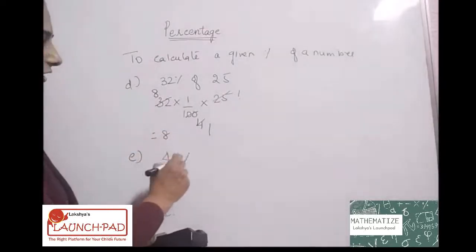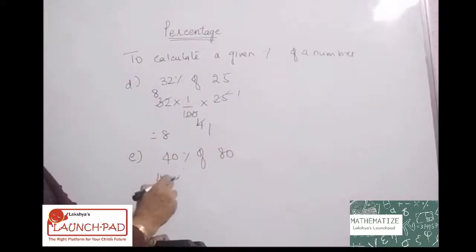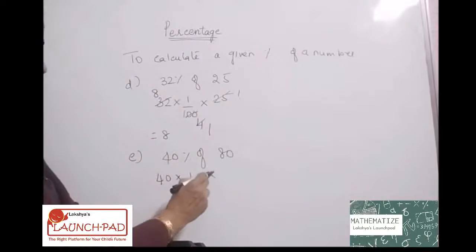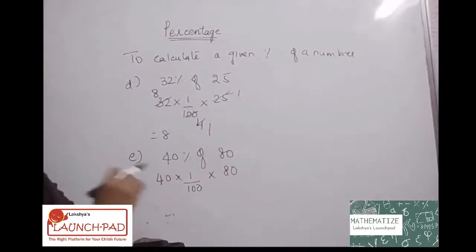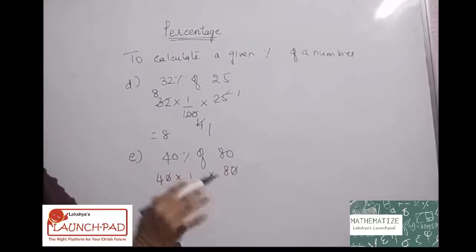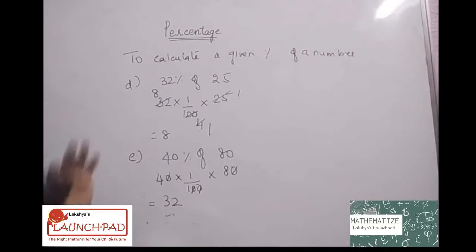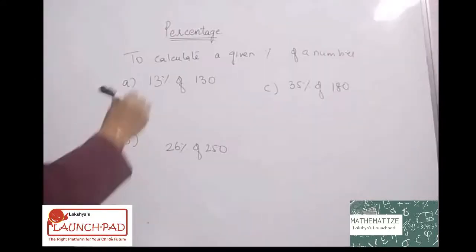Tell me what is 40% of 80? 40 into 1 by 100 into 80. Now, two zeros are there. One zero here, one zero here. Simple. You don't need to cancel anything else. Now, numerator is 4 into 8. This cancellation, you should try to do like this. Whenever zeros are there, try to cancel the zeros, when they are after the number, not before the number, not in between the number.